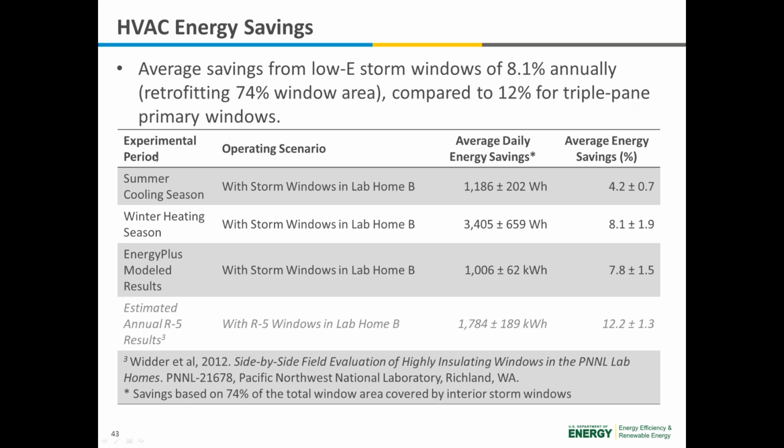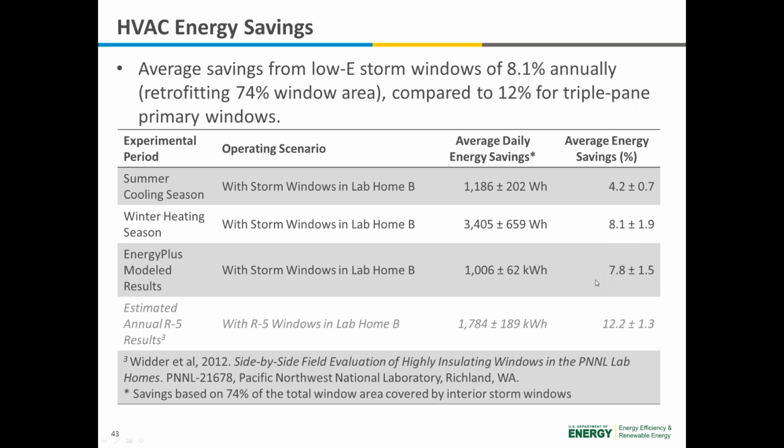So for the experimental periods, as you can see, during the summer cooling we have the storm windows in Lab Home B as the operational scenarios. We saw an average energy savings of about 4.2%. In the winter heating season, we saw about 8.1%.